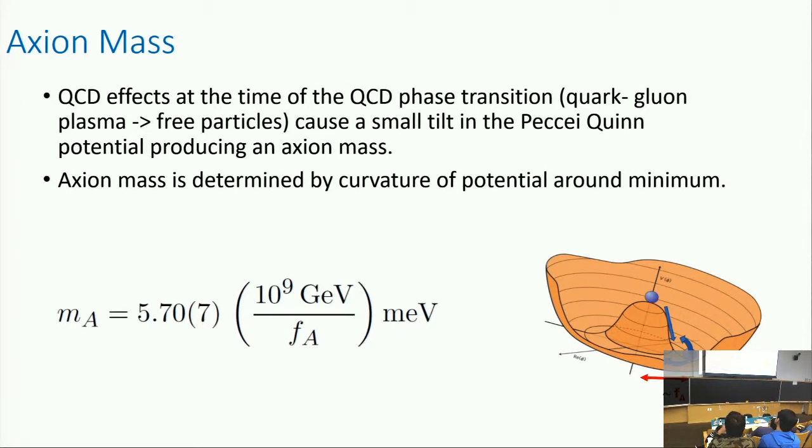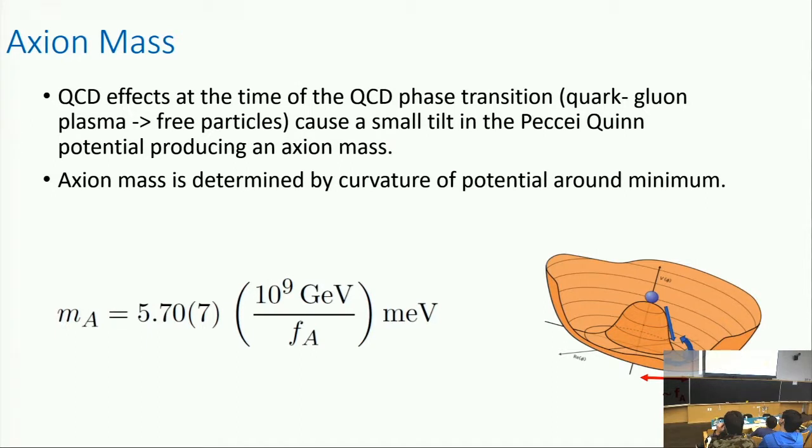But then another miracle occurs, which is that during the QCD phase transition, when the universe goes from a quark gluon plasma to free particles, this potential tilts slightly, and the axions no longer see a flat potential. They see a slightly curved potential. And with this curved potential, the axions take on an effective mass. And the mass can be explicitly calculated, apparently, to almost three decimal places.